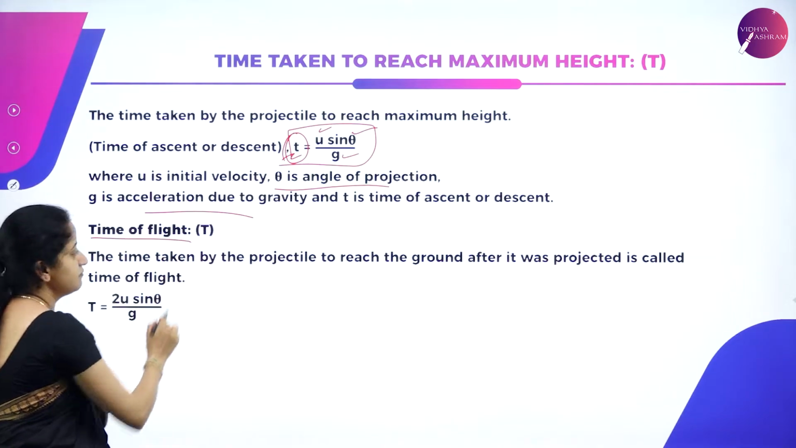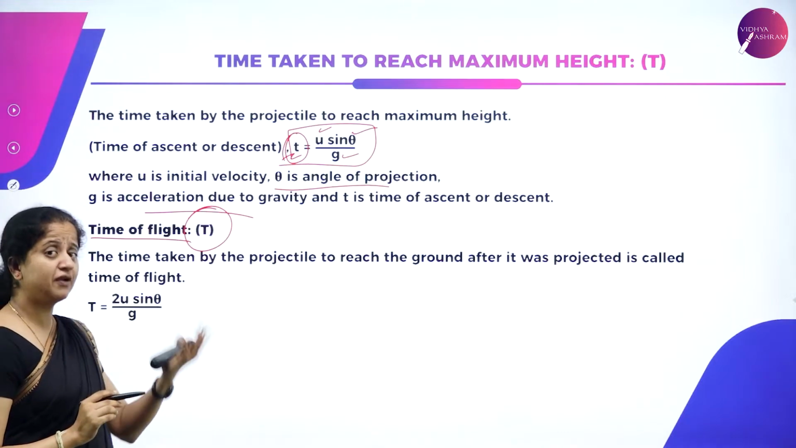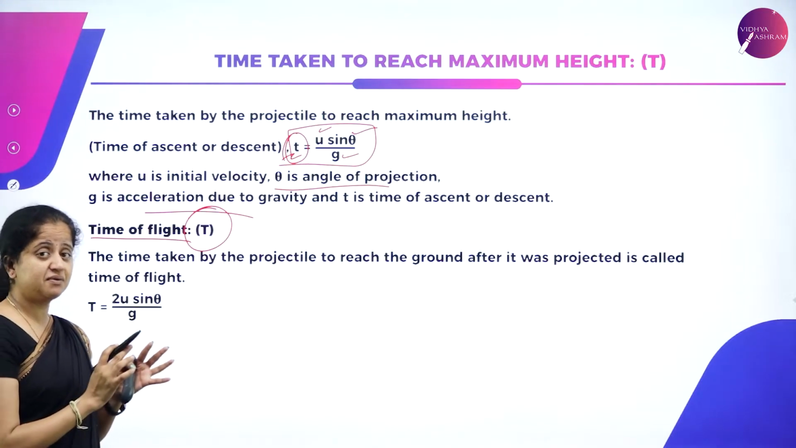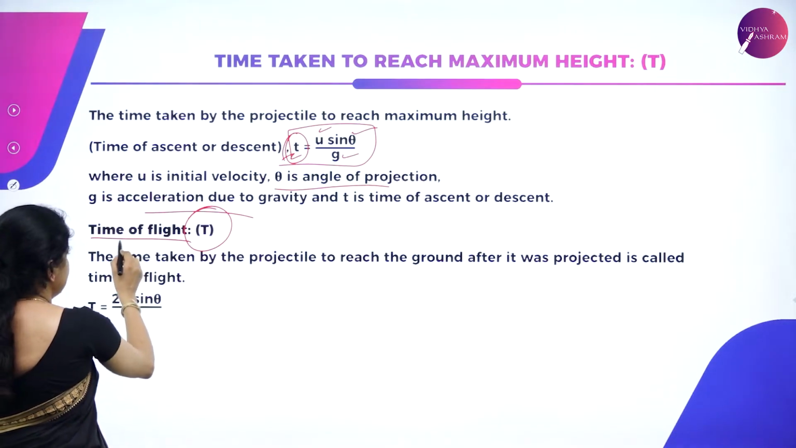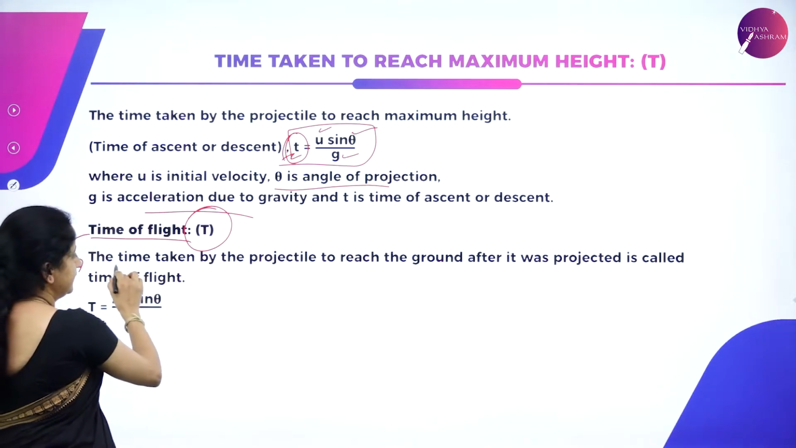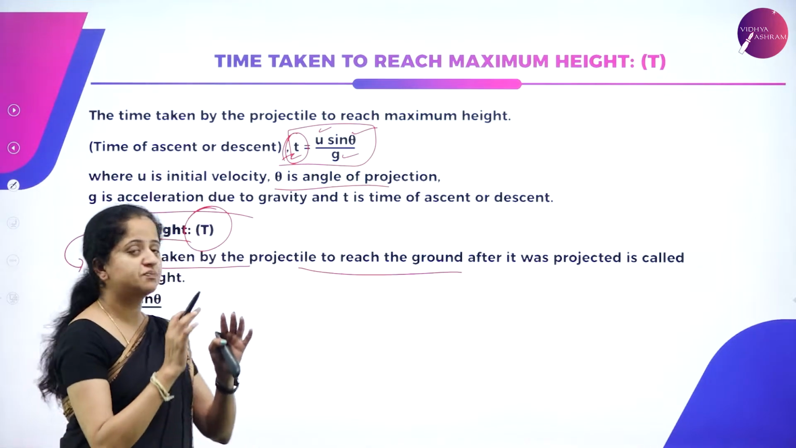So next we have time of flight, which is given by capital T. So what is this time of flight? How is it different from maximum height or the time taken for a projectile to reach its maximum? Time of flight is defined as the time taken by the projectile to reach the ground after it was projected.